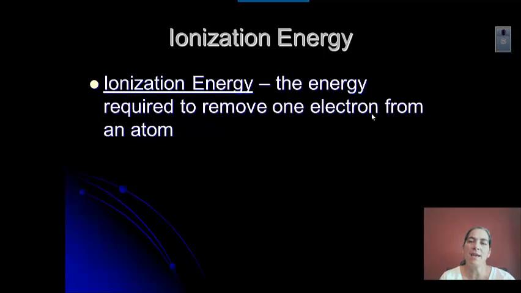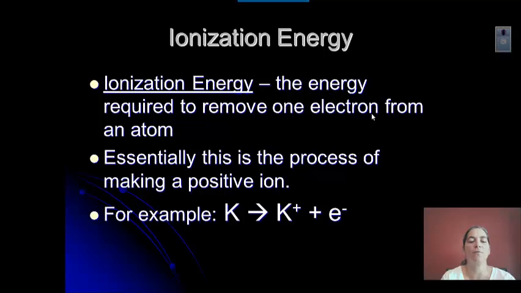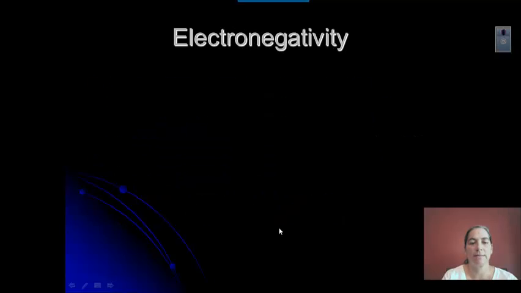And if you think about that, if you remove a negative electron, think about the charge. Hopefully what you're thinking is that's the process of making a positive ion. You've removed one negative electron, so that makes it more positive. The atom has more protons than electrons. And you can see in this example down here with potassium that if you remove an electron from potassium, it forms a positive ion because it has more protons than electrons.